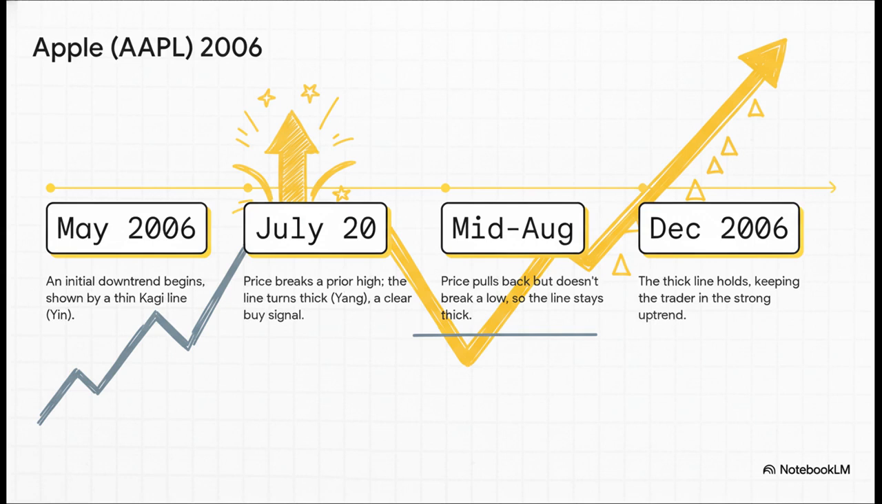Now, here's the crucial part. Look at mid-August. The price pulls back a little, right? But it doesn't break the previous low, so the line stays thick. The chart completely filtered out that scary dip and kept the trader in the position to ride that awesome uptrend all the way into December.